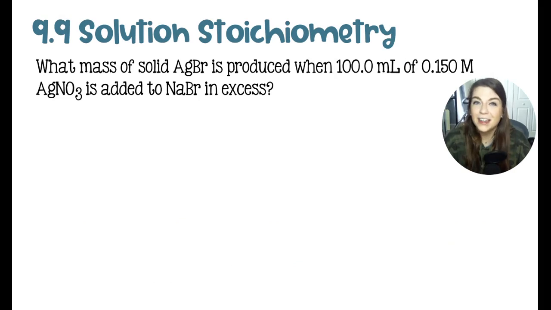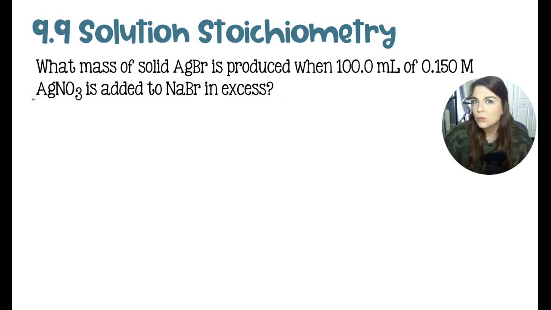Last but certainly not least is solution stoichiometry. We have a question: what mass of solid silver bromide is produced when 100 milliliters of 0.150 molar AgNO3 is added to NaBr in excess? I just want to point out before you get started, this NaBr in excess means that there is no limit to the amount of sodium bromide that you are reacting.